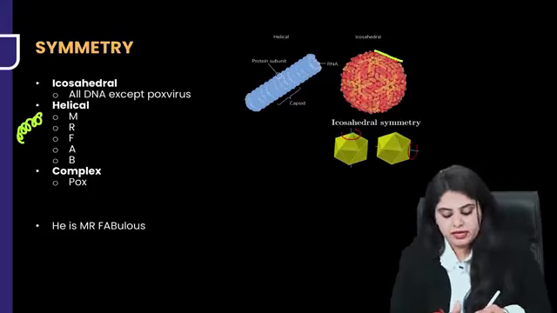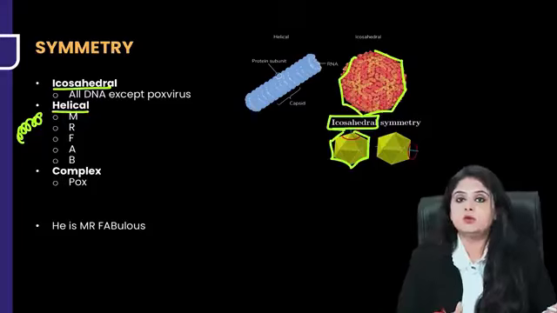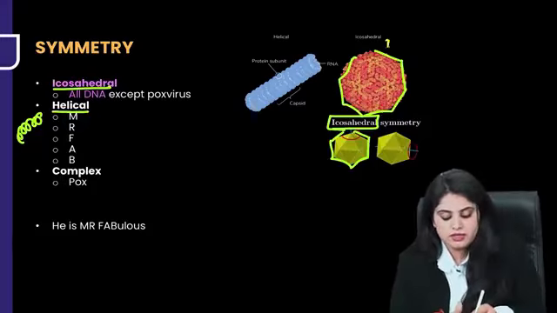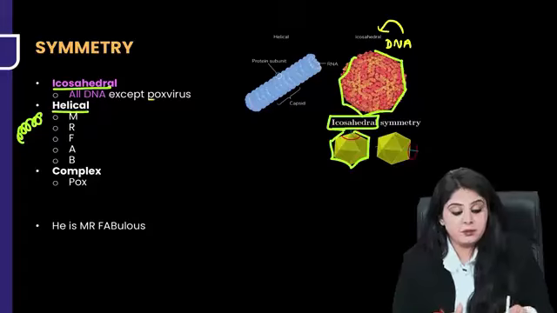Sometimes you will say it's looking like a little bit of a shape. Kuch shape aa raha hai iske andar. That shape is known as icosahedral. So different shapes and symmetries of that nucleocapsid can be there. Let me tell you, all the DNA viruses are icosahedral. So all the DNA viruses are going to be icosahedral except pox virus.